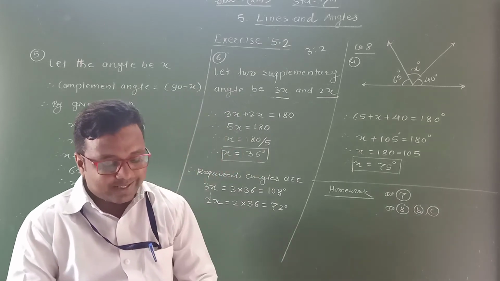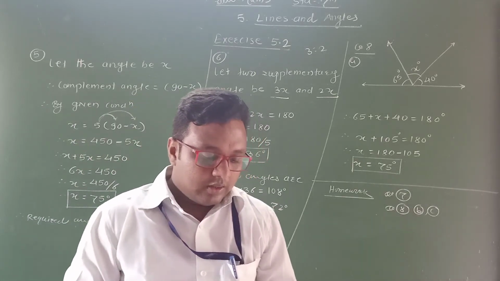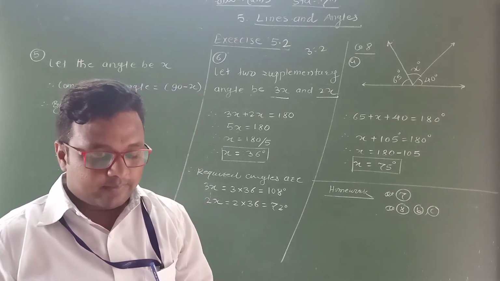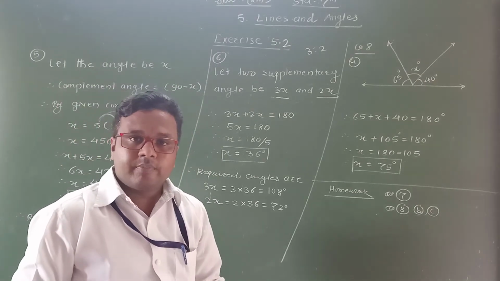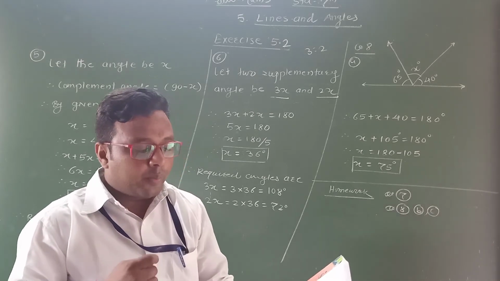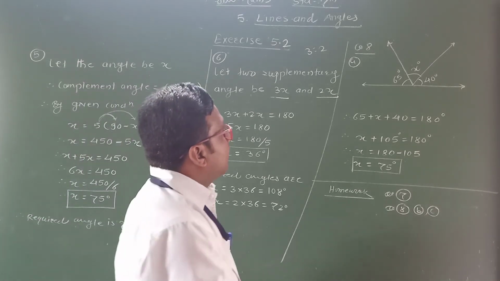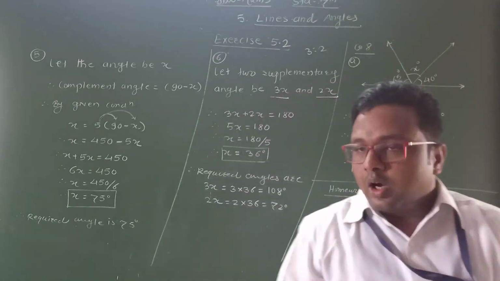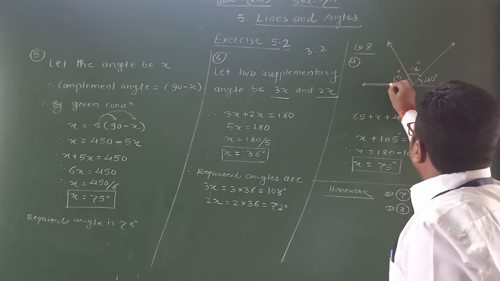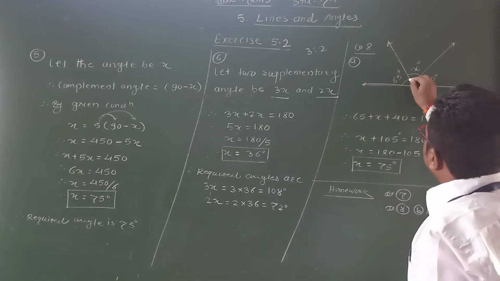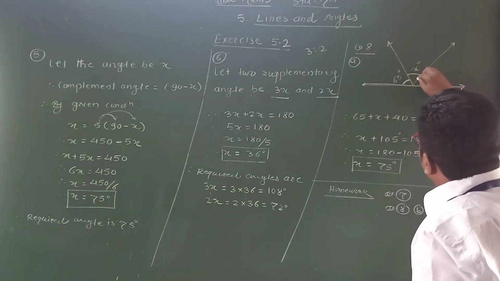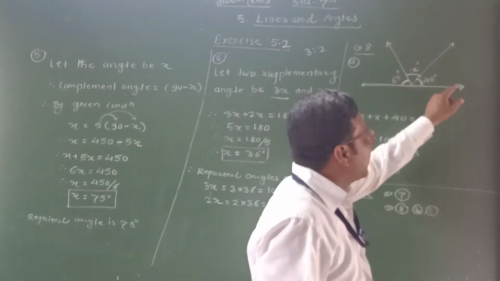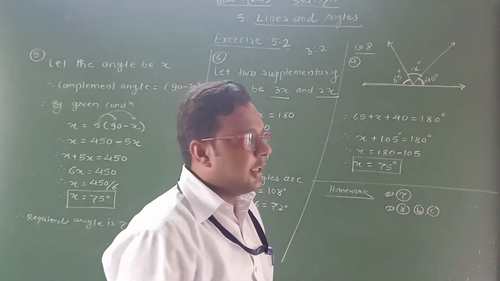Now see question number 8. In question number 8, a figure is given, find the value of x. Here I take an example of how to find the value of x in the given figure. On this straight line, three angles are formed, 1, 2 and 3. These are adjacent angles. Therefore the sum of all these three angles is equal to 180 degree. We know that.